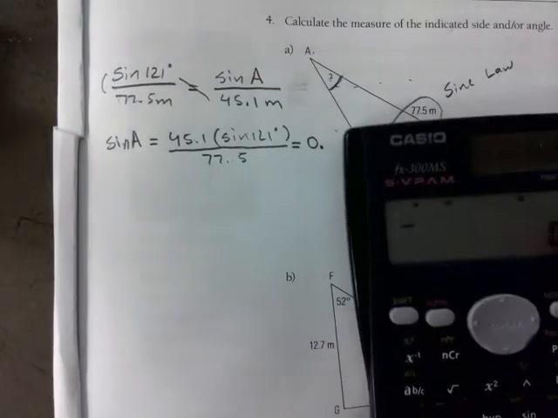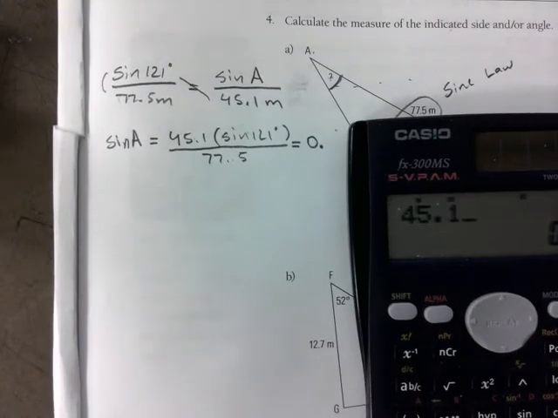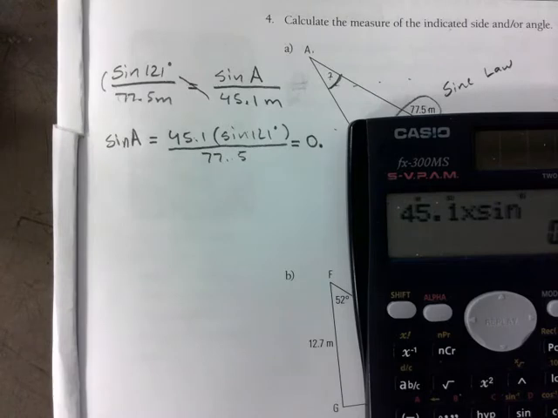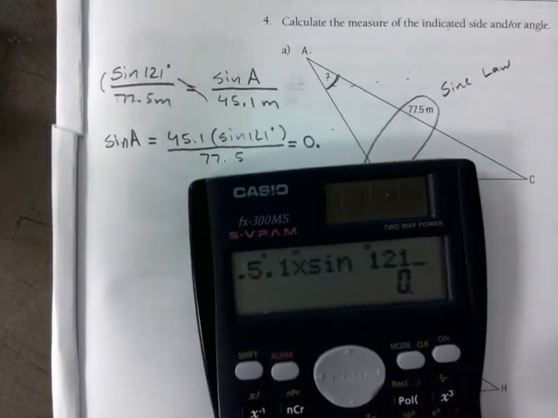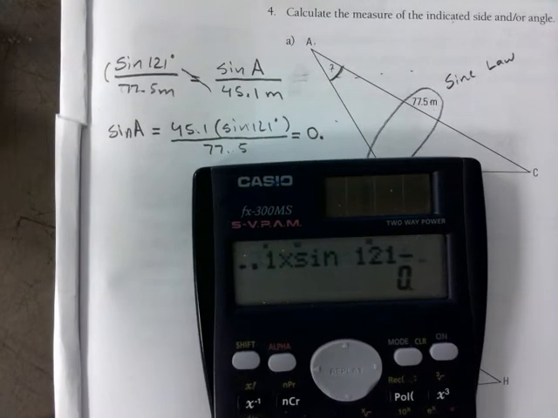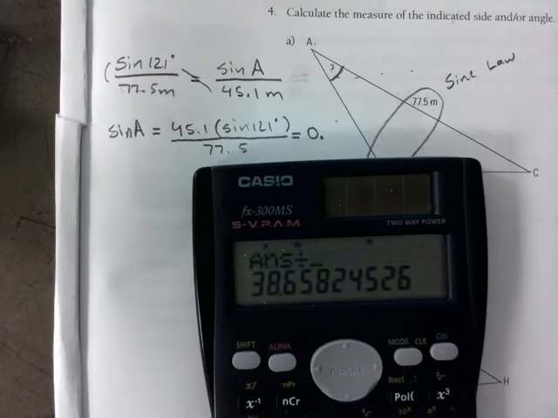You do it with your calculator. I want to make sure that we all know what we're doing. If your calculator opens brackets at all, close them after. So I typed that in, right? I go equals and then I go divide by 77.5.